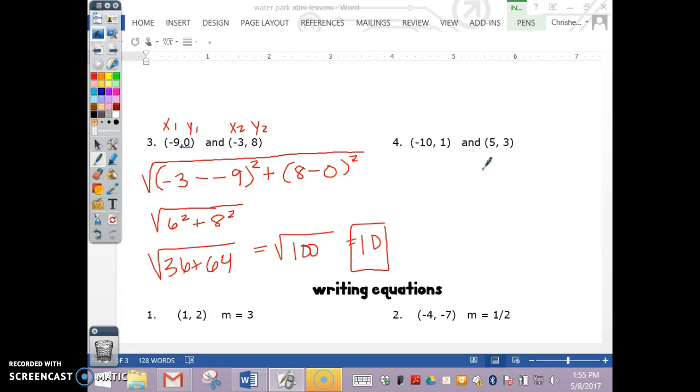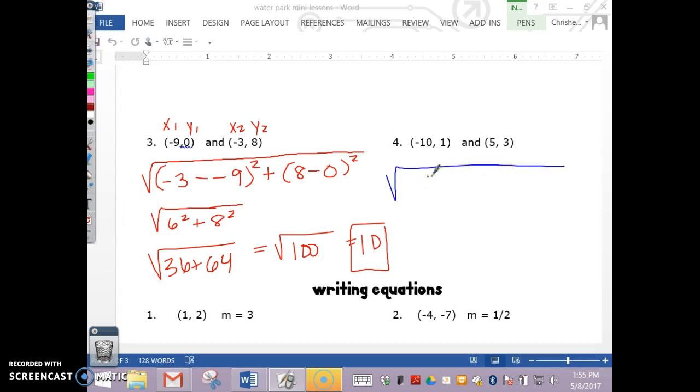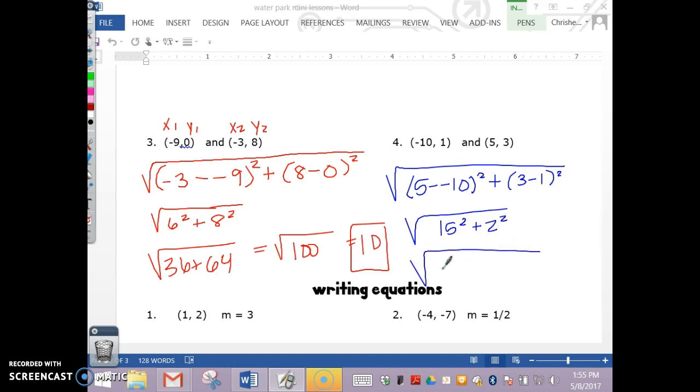Okay, last one here. Square root of, we have 5 minus negative 10, and we have 3 minus 1. That's going to give me 15 and 2. Which is 225 and 4, which is 229. I don't believe that would break down at all. 229 isn't divisible by anything that's a perfect square.